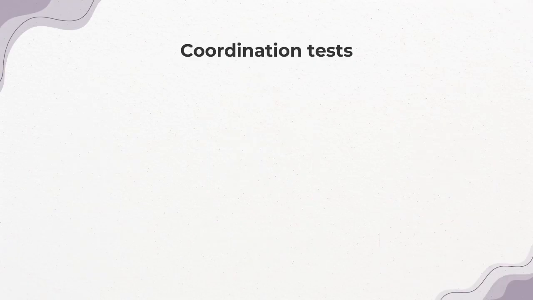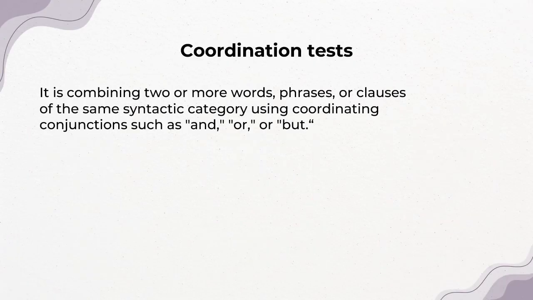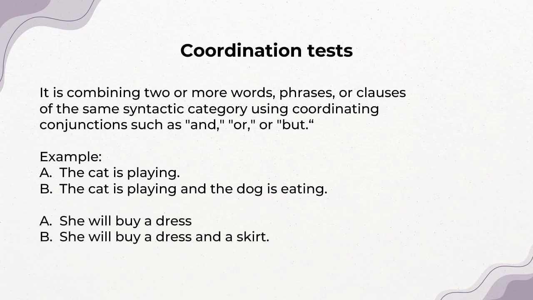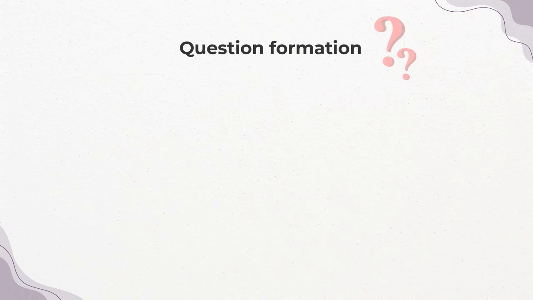Moreover, coordination test. It is combining 2 or more words, phrases, or clauses of the same syntactic category using a coordinating conjunction, such as and, or, but. Example, the cat is playing, and the dog is eating. Another example, she will buy a dress and a skirt.